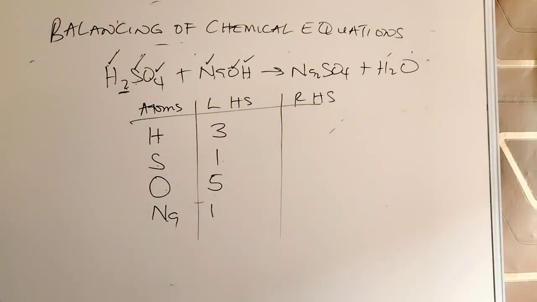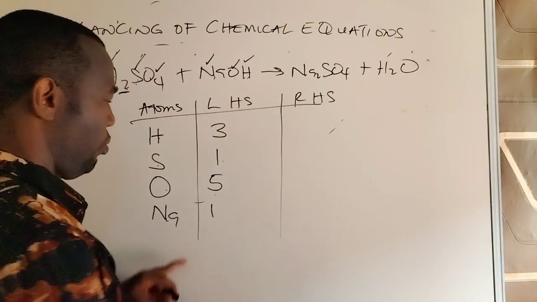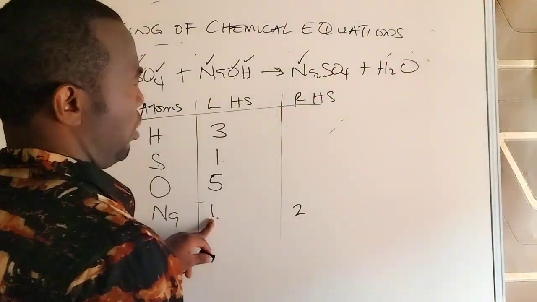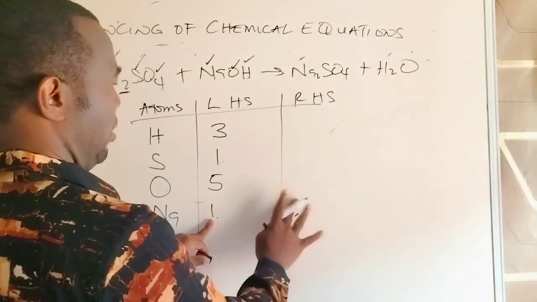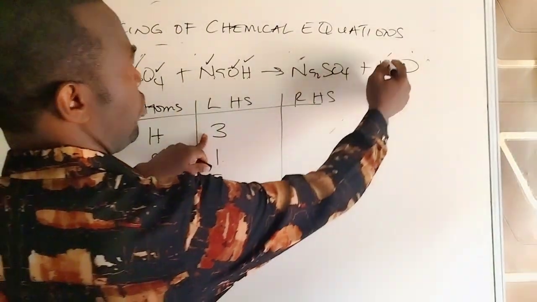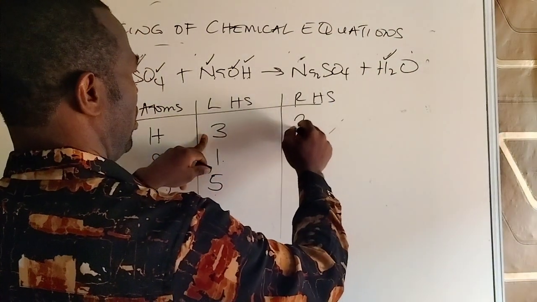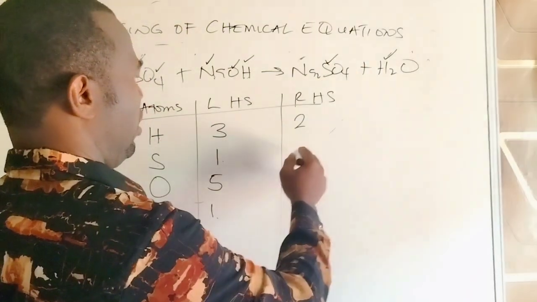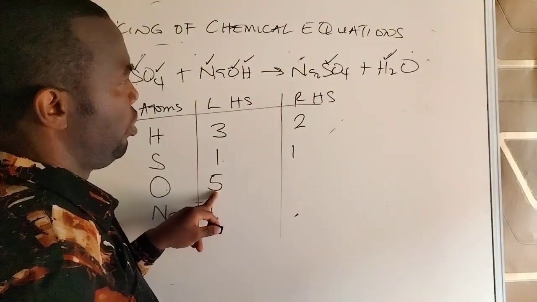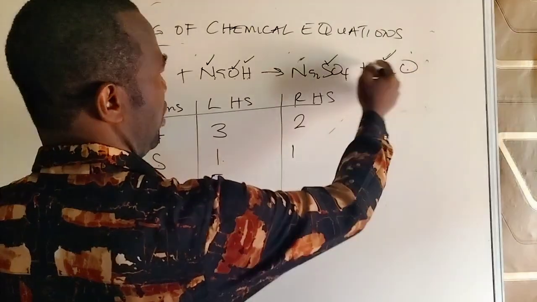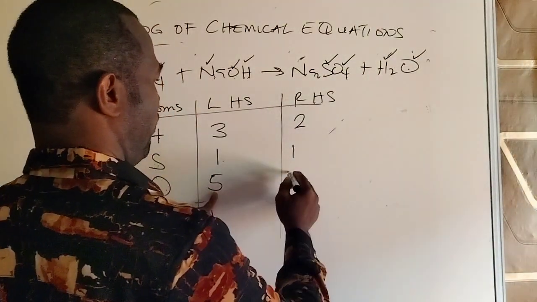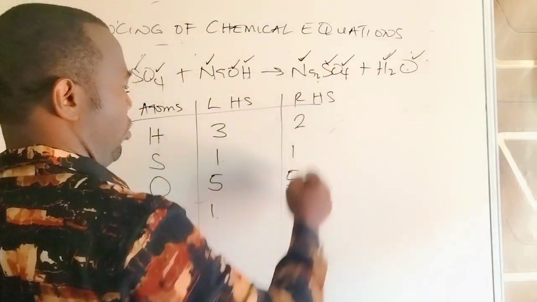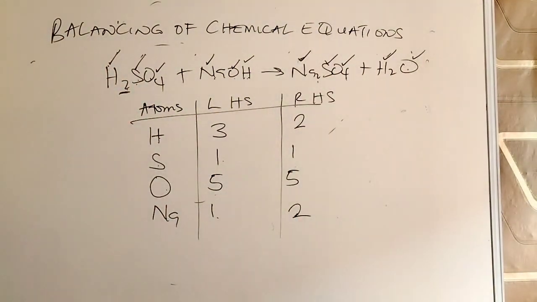Go to the right hand side. Sodium is 2. You can see sodium 2 here. Okay, I should have started from hydrogen. Let's just move from the beginning. Hydrogen atom here is 2. You can see 2 there. Then sulfur is only 1. Oxygen is 4 plus 1, that gives you 5. Sodium is 2. So you check the equation very well.